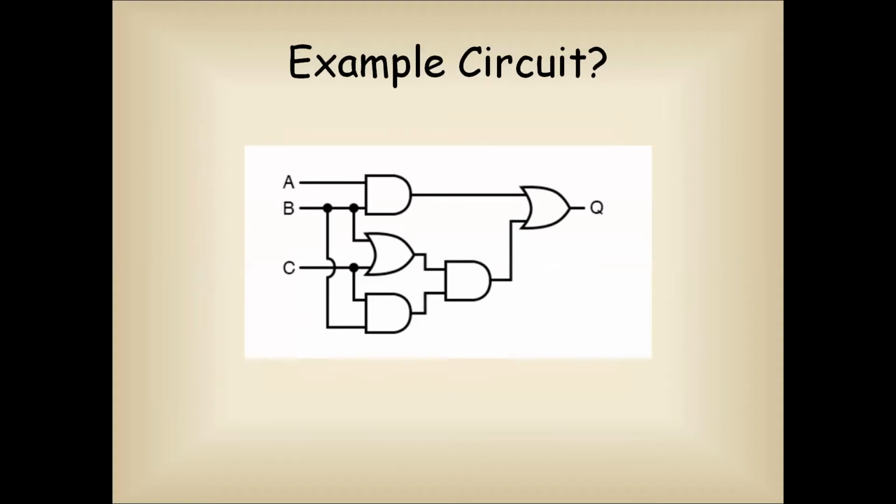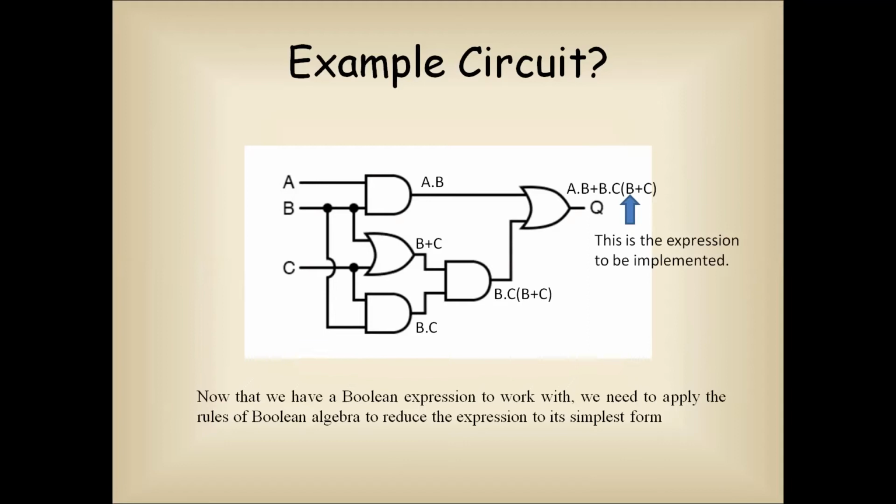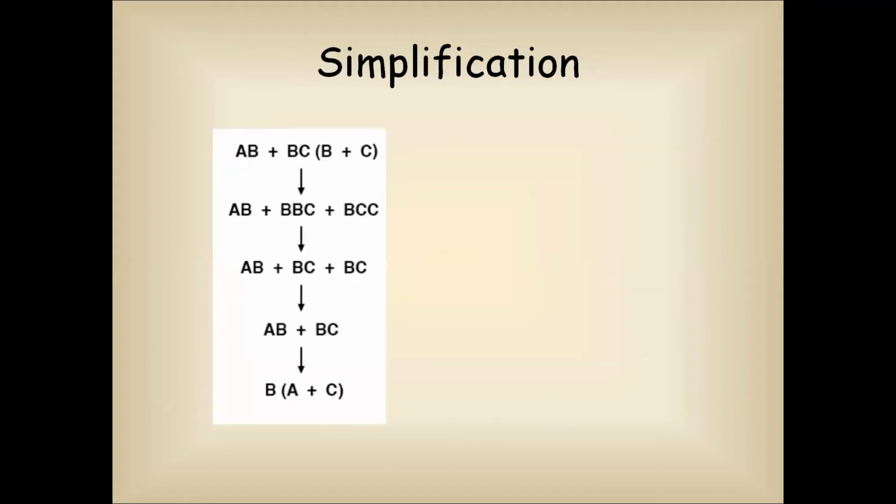Now, if you look at the circuit, the Boolean expression would be: initially the AND gate A into B, OR gate B plus C, then AND gate B into C, then the next level of AND gate, and finally the next level of OR gate. That will be the expression which we have to implement. But before implementing the expression, you have to simplify it. Remember this circuit, you can see a total of 5 gates in the circuit for this particular expression. The next step for us would be simplifying this expression.